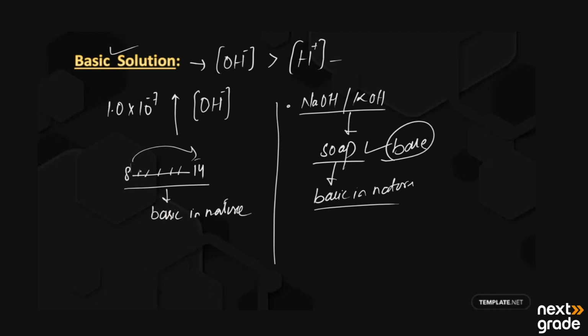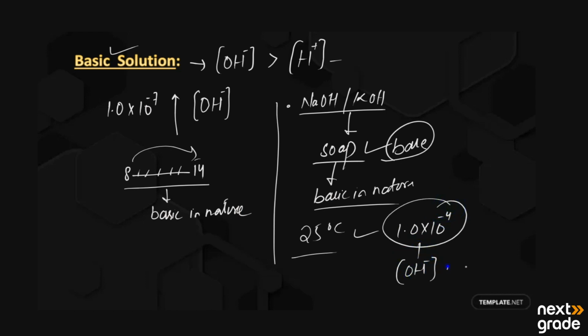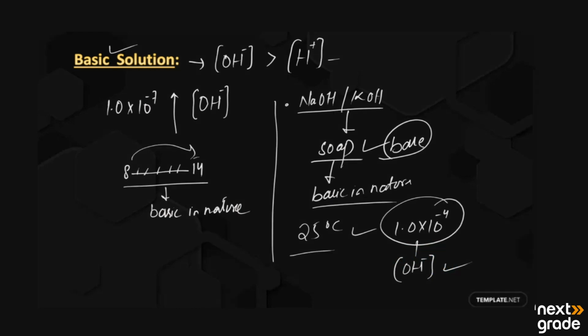At 25 degrees Celsius, for example, if the concentration of hydroxide ions is 1.0 into 10 raised to power minus 4, then the solution is basic in nature. So this is all about today's lecture on acidic, basic and neutral solutions.